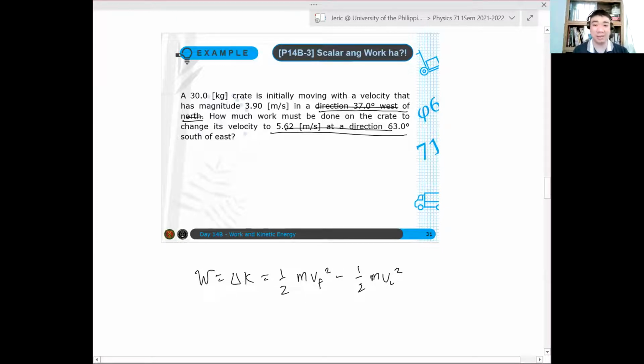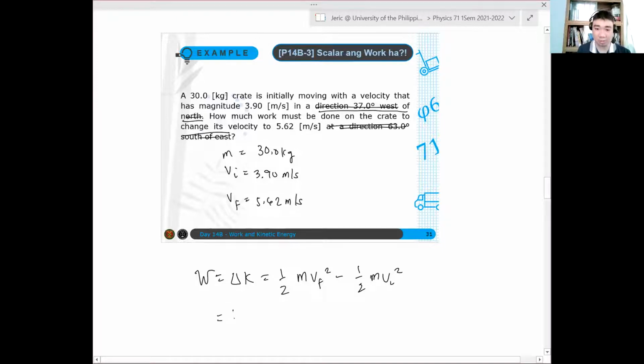Thus, madali na to. Kasi ang kailangan lang natin ay yung initial velocity at yung final velocity. At saka yung mass ng object. The mass is 30.0 kilograms. The initial velocity is 3.9 meters per second. Ito, kailangan natin. Ito hindi natin kailangan. Kailangan natin yung speed. And the final velocity is 5.62 meters per second.